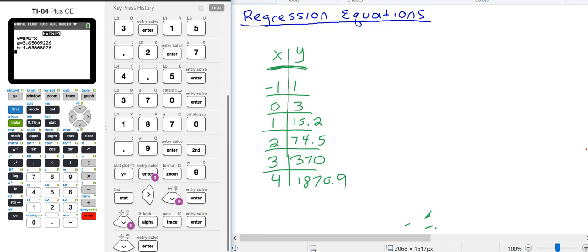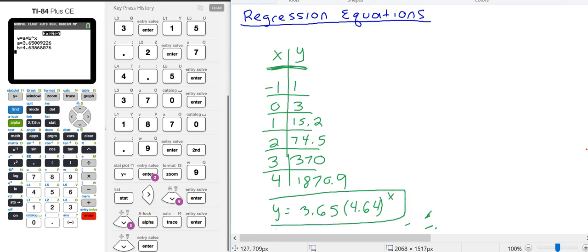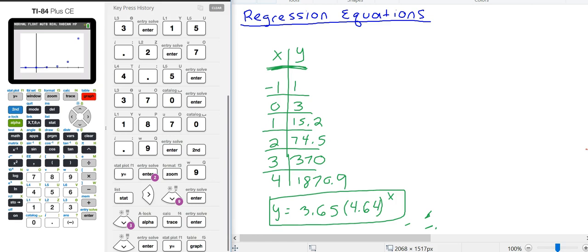The exponential regression equation, let's round it off. y is equal to, a is 3.65 times 4.64 to the x. That would be the exponential regression equation. And now we're going to see how it actually looks graphed. The calculator automatically transferred it to Y1 for us, so we can just press Graph and we'll see it graphed over the points. It's a pretty good fit for the data. It passes through most of the points.